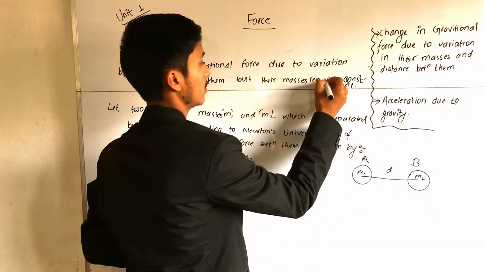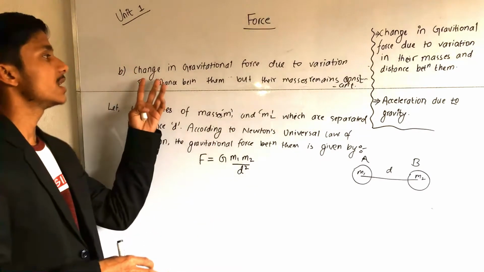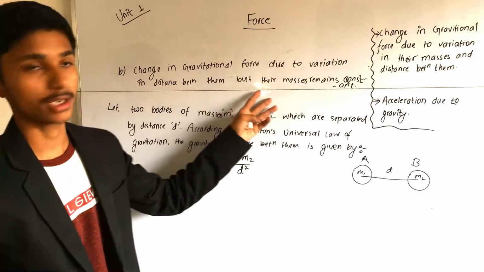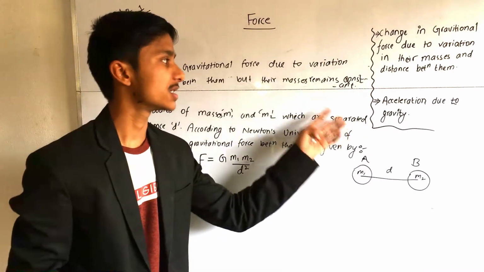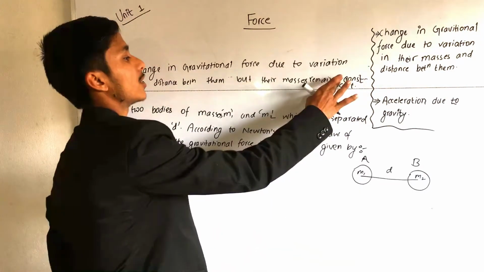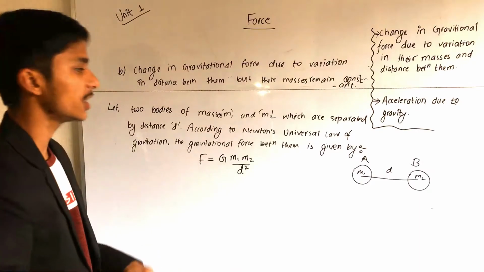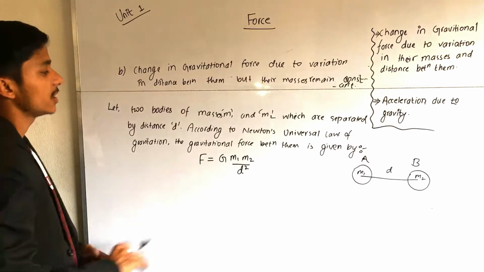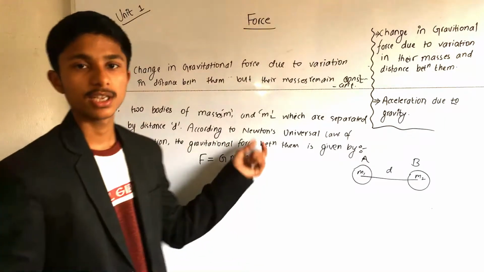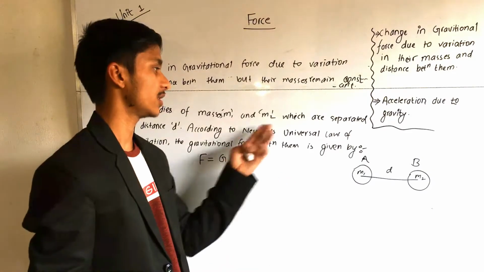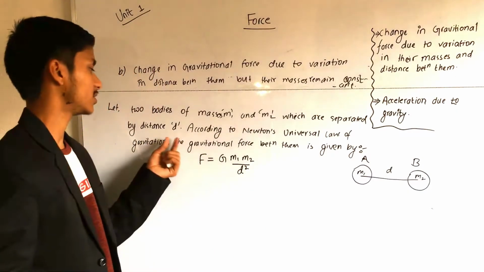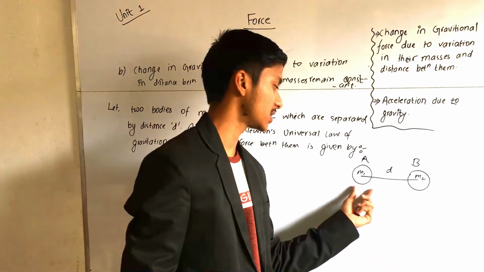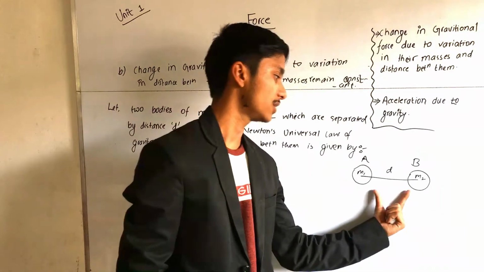Here condition 2, that is change in the gravitational force due to variation in distance between them, but here masses of two bodies remain constant. Here same thing we are going to do. That is, consider two bodies having the mass m1 and m2 respectively, which are separated by the distance d. Let these two bodies of masses m1 and m2 and the distance between them is d.